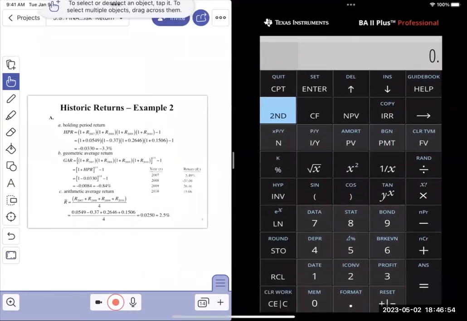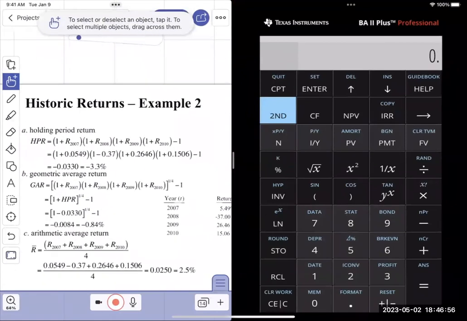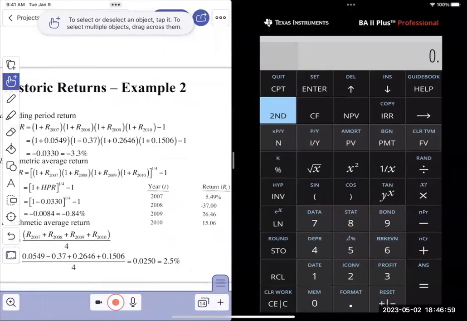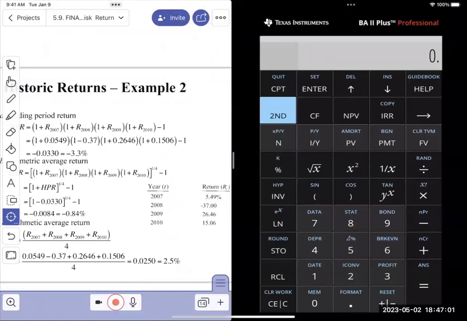So I want to do this, so it's going to be 1.0549 times bracket 1 minus 0.37 close bracket times 1.2646 times 1.1506 equals -1. That's how you get it.